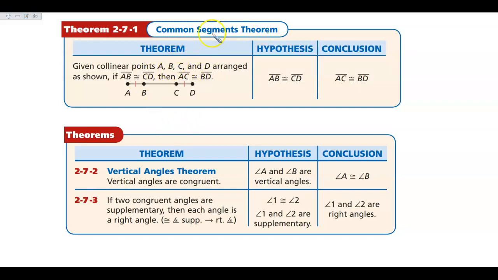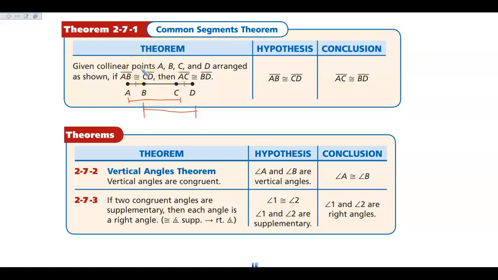We're going to look at the common segment theorem, which simply says that if I have a segment like this, where it's broken into 3 pieces, and the outside 2 pieces are the same length, well, then that means that this segment here is going to be the same length as this segment here because I know BC is going to be congruent to itself.